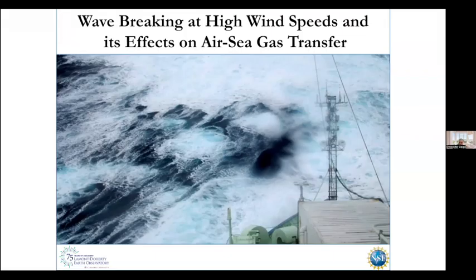One of the things I study is wave breaking. Wave breaking occurs at high wind speeds, and in these areas where there are large waves, you get lots of bubbles, and bubbles absorb gases faster than without bubbles. And you can see here, this is a cruise I was on. You can see there's lots of waves, lots of bubbles, lots of breaking.